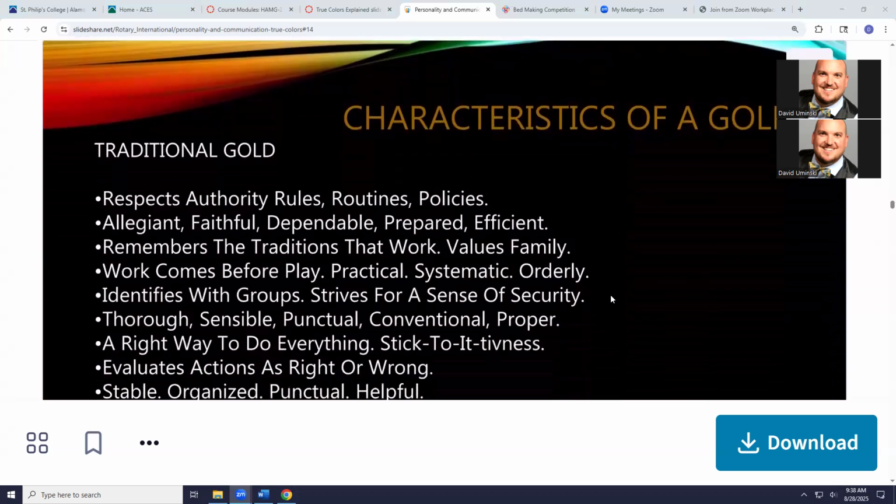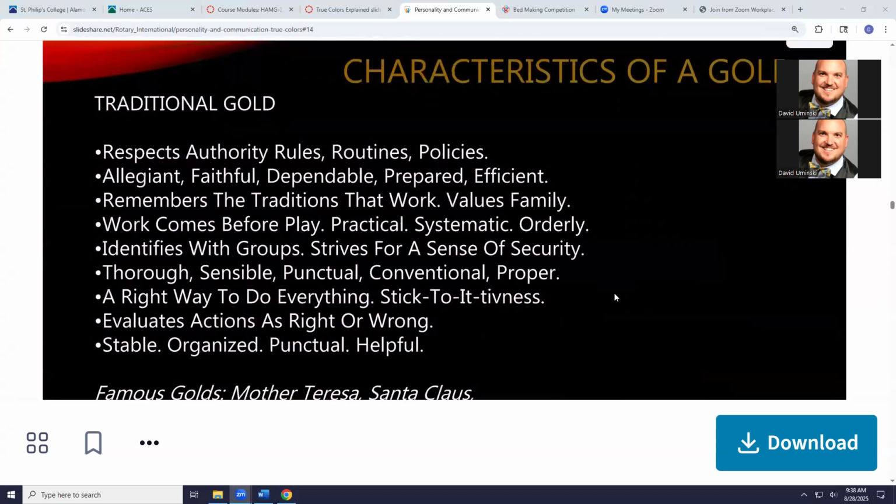So let's look at golds. Go ahead and stand up if you are a gold, predominantly gold. 1, 2, 3, 4, 5. Okay, cool. Thank you. Oh, what's up? Let's give our greens a round of applause. We forgot the green. Sorry.